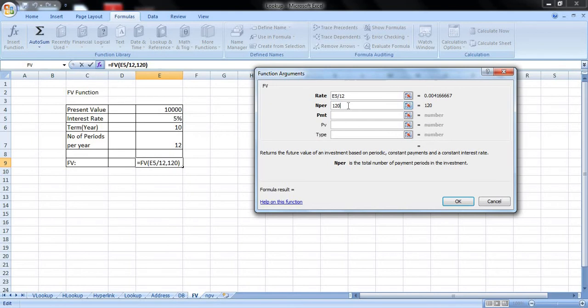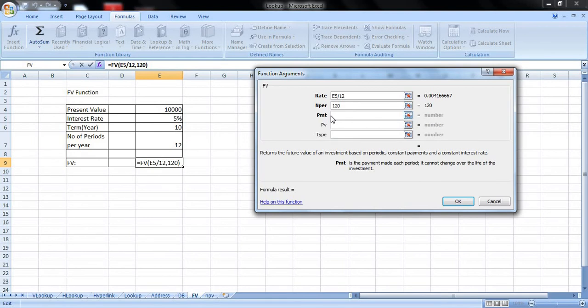There are 12 months in a year, and the duration of this investment is 10 years. 12 per year into 10 years is 120 payment periods. Next is the payment. It cannot change over the life of the investment. The payment or the investment is 10,000, which will remain constant.